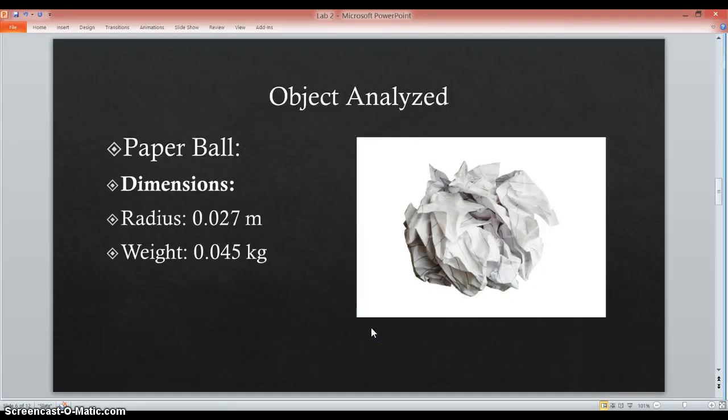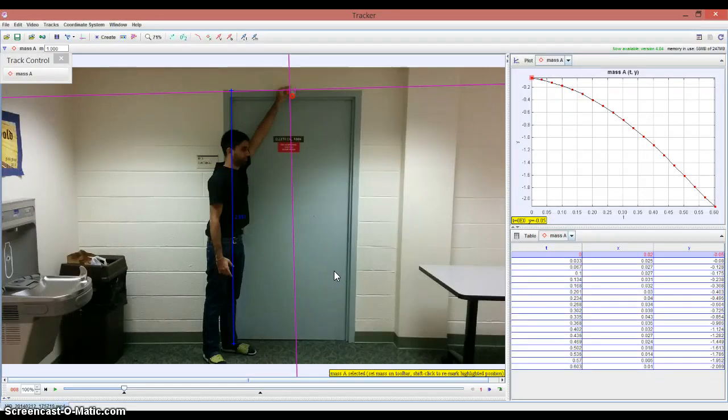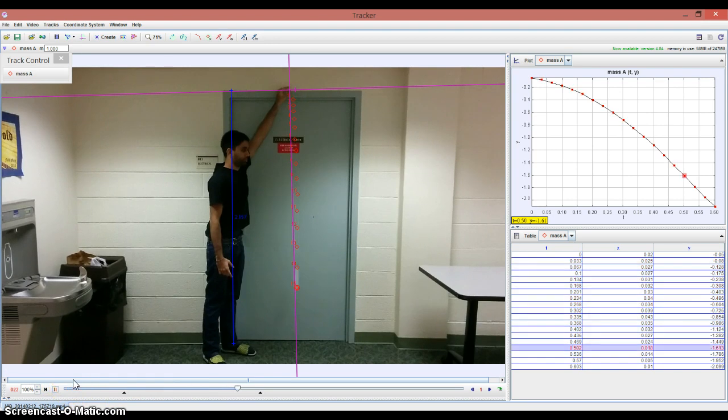Moving on to the actual lab, the object that we analyzed being dropped was a paper ball. The ball had a radius of 0.27 meters and weighed a total of 0.45 kilograms. Here, moving on to Tracker, here is the object falling from a height of a door frame. The door frame was used as a calibration stick, and the axes were tilted in order to match the falling object's motion. The positive x was shown to go to the right, with the negative x going to the left. The negative y was going in the downwards direction, with the positive y going upwards. The positive z was going into the screen, while the negative z was going out of the screen.